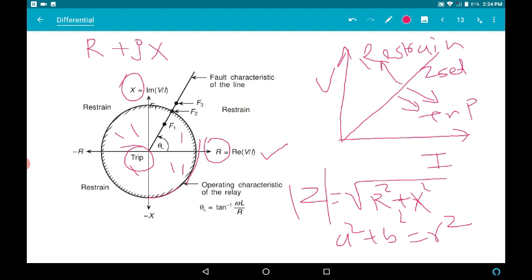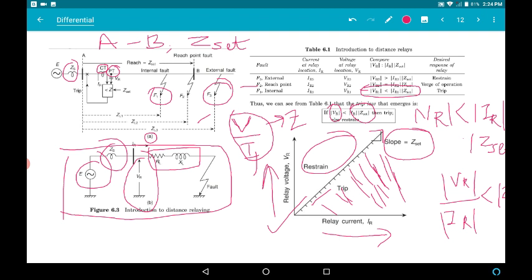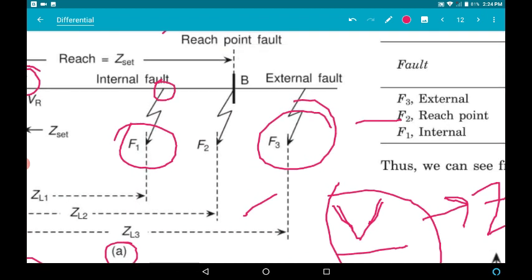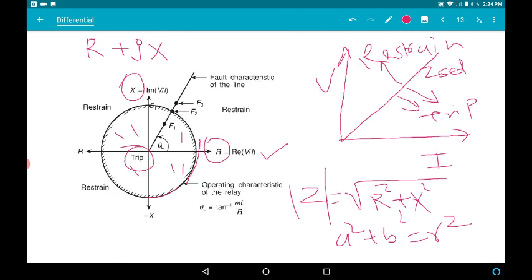So this is called the operating characteristics in the RX plane. If you see the earlier diagram, the points F1, F2 and F3 which were shown on the transmission line can be shown like this. This point F1 will be inside the circle. F2 is the point which is on the circle, that means it is on the verge of operation, and F3 will be lying outside the circle, right? So this is the basic RX characteristic of an impedance relay.